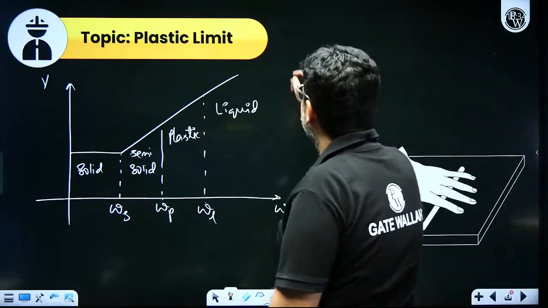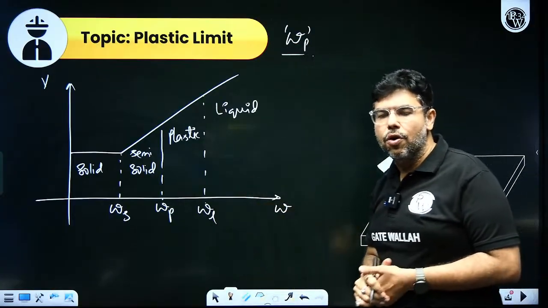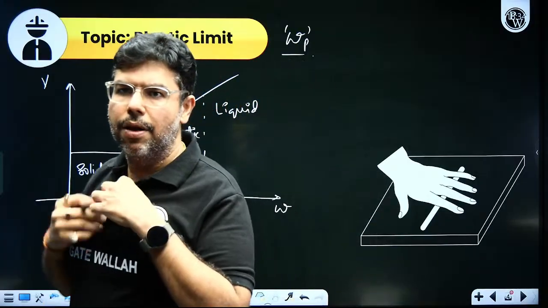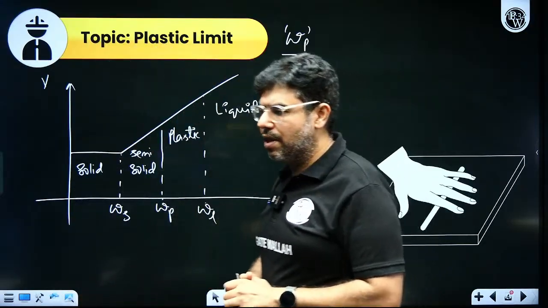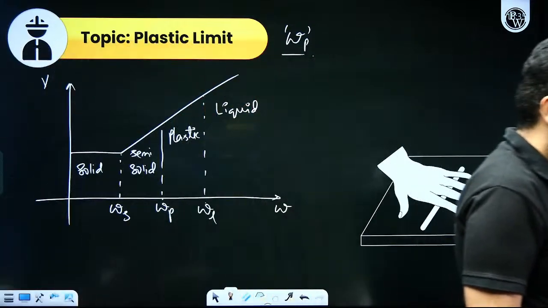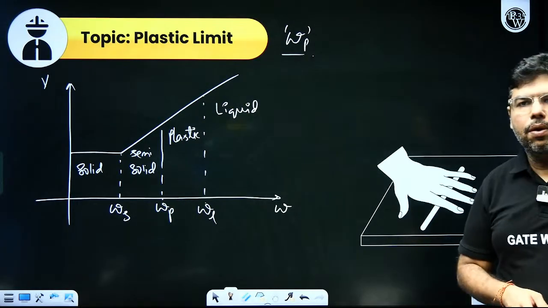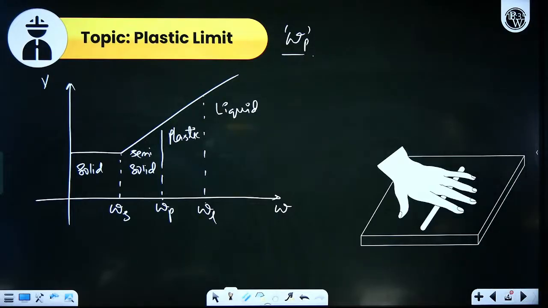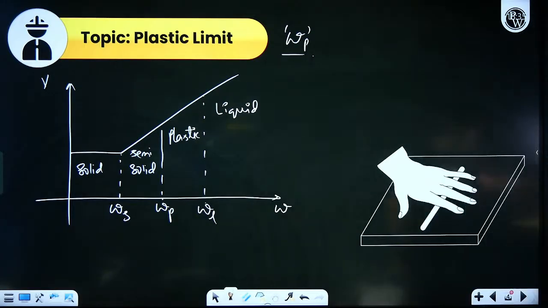How do you determine this plastic limit? Here we do a simple lab test, also known as the thread test. What we do is we make a soil sample.